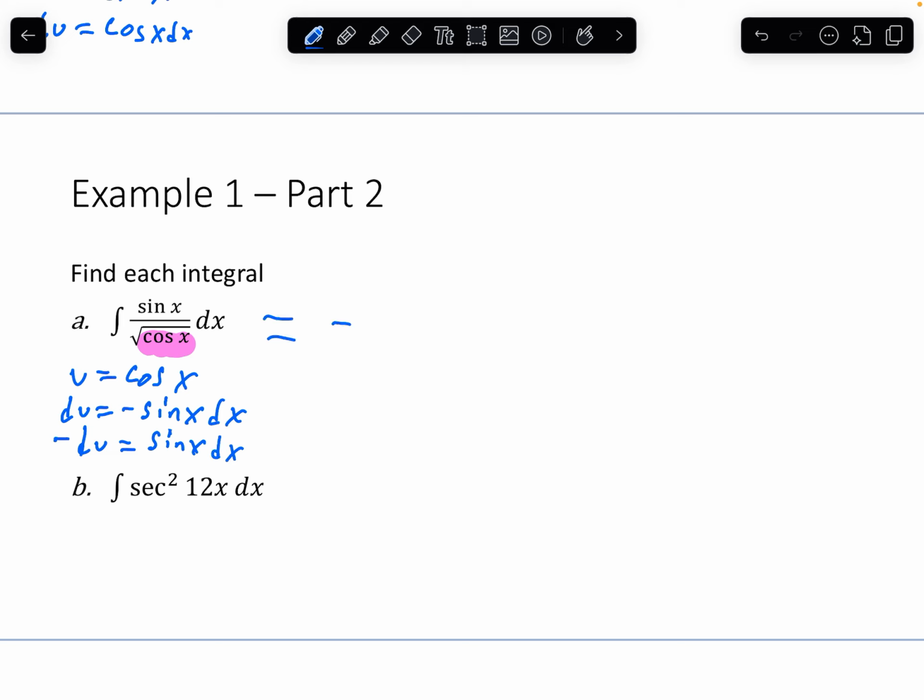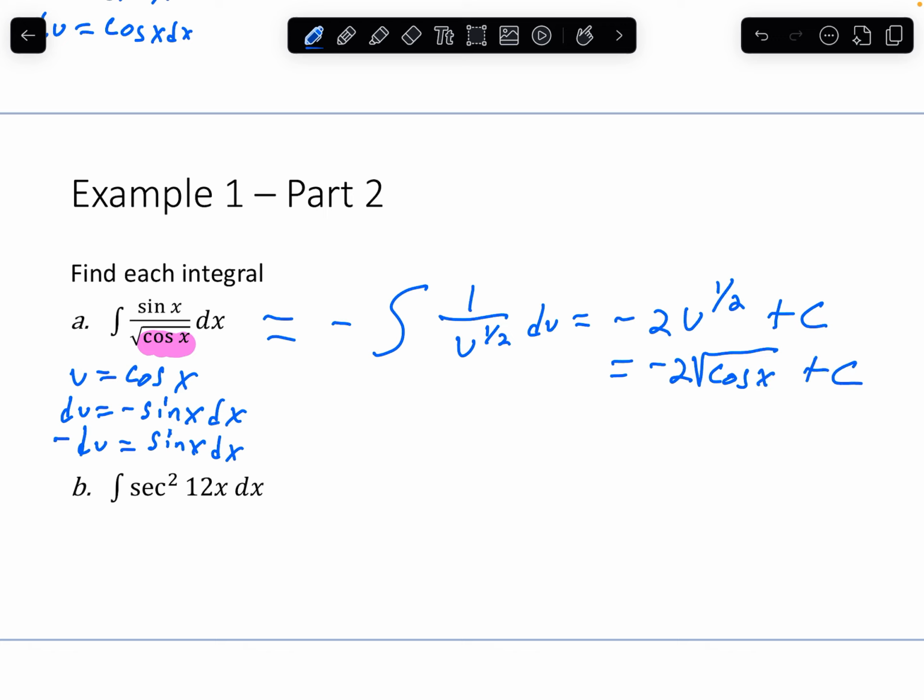Applying this makes negative integral of 1 over u to the 1/2 du. And applying the power rule to find this integration, this makes negative 2 times u to the 1/2 plus c. And since u was the cosine of x, this makes negative 2 times the square root of the cosine of x plus c.